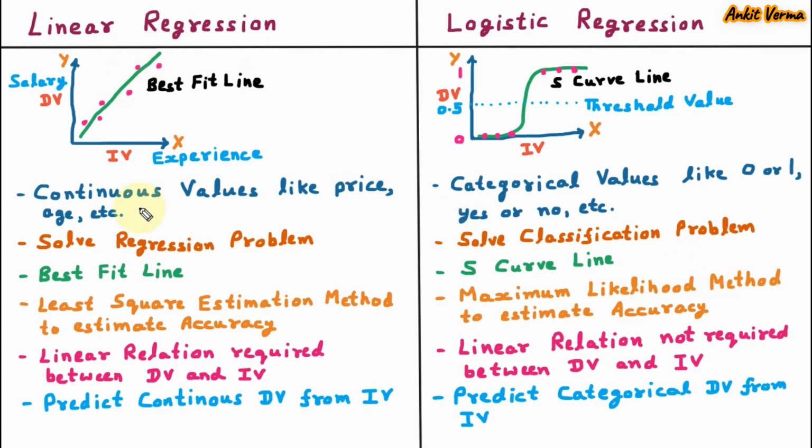In linear regression, a line between the dependent and independent variable is required. But in logistic regression, that line is not required because it can be an S-curve. So there is only one major difference, which is that linear regression works for continuous values and logistic regression works for categorical values. And based upon that, all the differences are there. So these are the differences between linear regression and logistic regression.